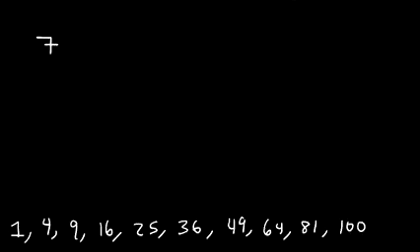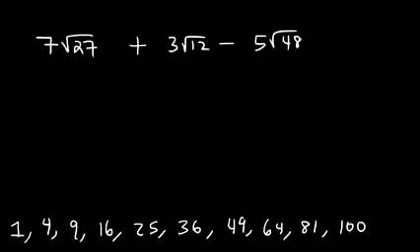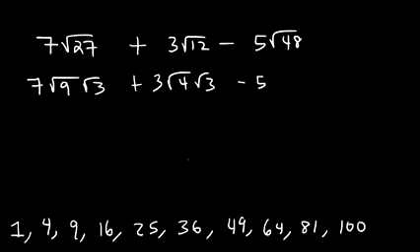Here's another example for you. 7 square root 27 plus 3 square root 12 minus 5 square root 48. Go ahead and simplify this problem. So 9 is a perfect square that goes into 27. 27 is 9 times 3. 4 is a perfect square that goes into 12. And so 4 times 3 is 12. And 48 is 16 times 3.